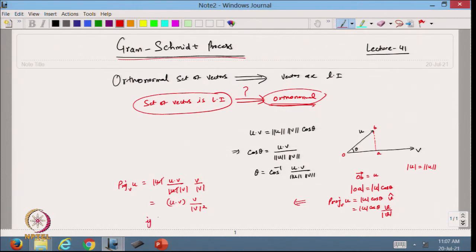Now, if V is of length 1, so it is a normalized vector, then my projection of u on V becomes just the dot product of u with V multiplied by V, because u dot V is just the dot product, which gives you a quantity, and V is the unit vector. So, that will be the projection vector of u in the direction of V, where V is a unit vector. This is how we take the projection of one vector over another vector.